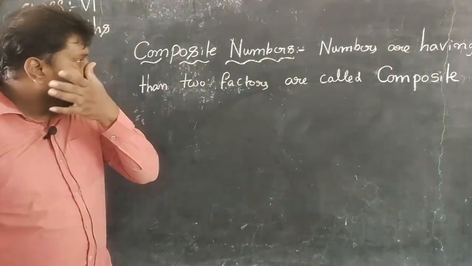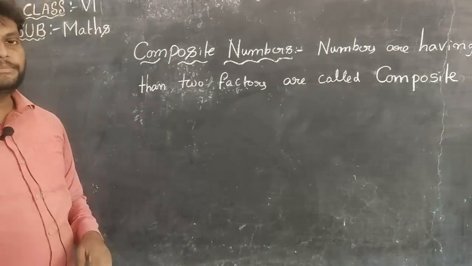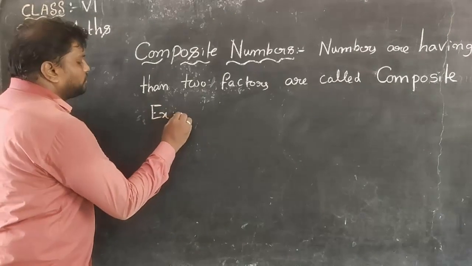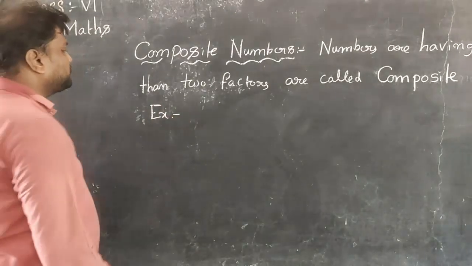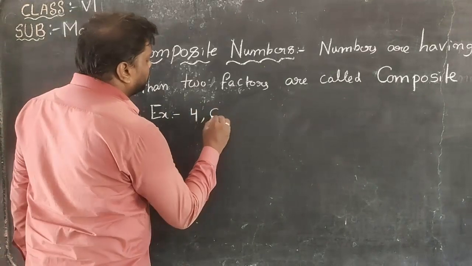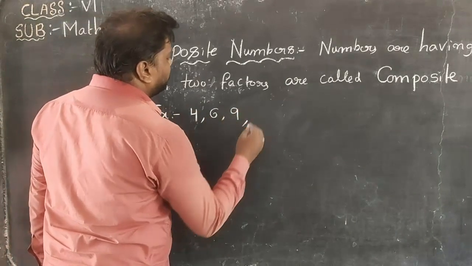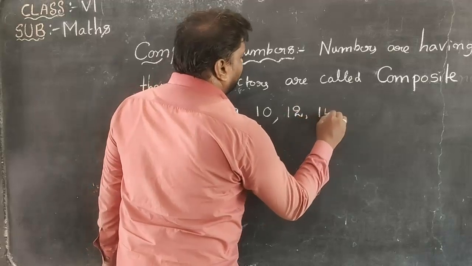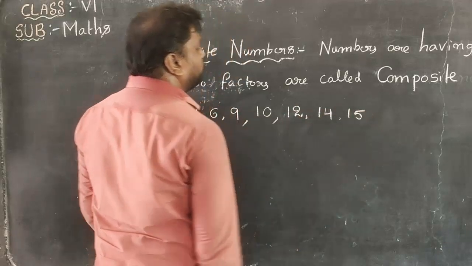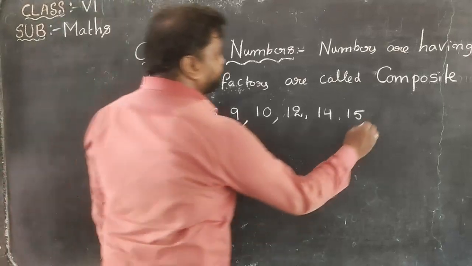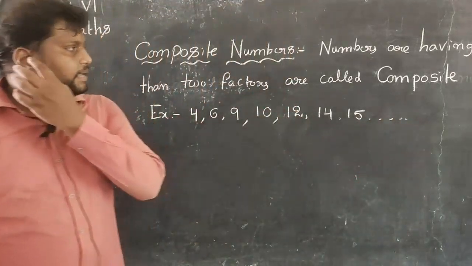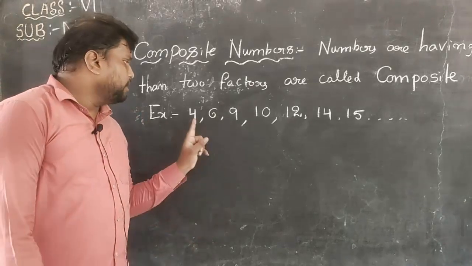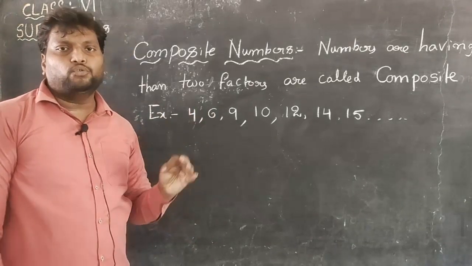Composite numbers. See, these are numbers having more than two factors. Just observe the examples: 4, 6, 9, 10, 12, 14, 15, etc. In that, 4 is having three factors, which means 4 is having 1, 2 and 4.